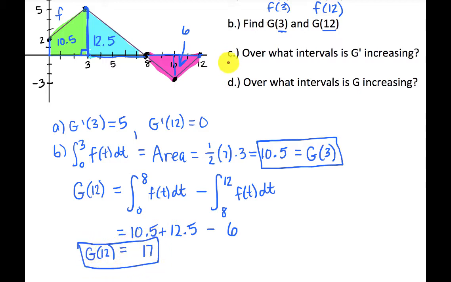Okay, now let's answer question C. It's asking what intervals is g prime increasing? Well, remember, g prime is just the function f. So essentially it's asking you, where is the function f increasing? Well, this is pretty simple. Just take a look at the graph and identify where this function that is graphed is increasing. And this happens from 0 to 3, and then again from 10 to 12.